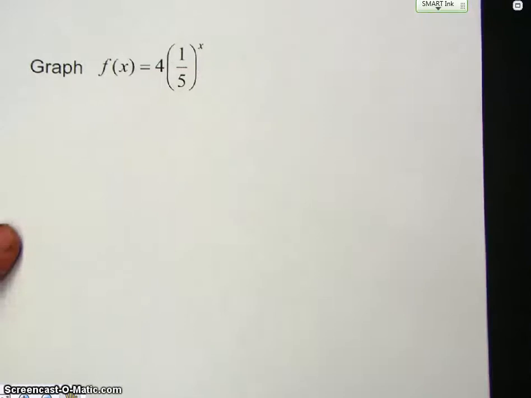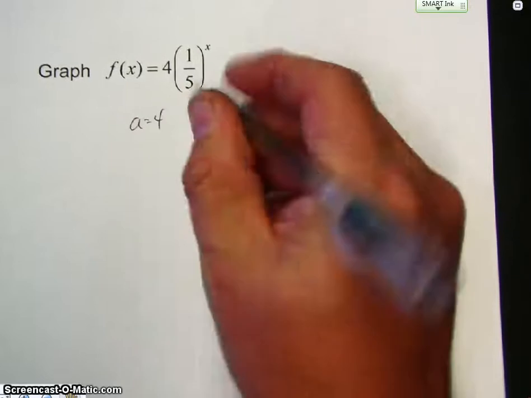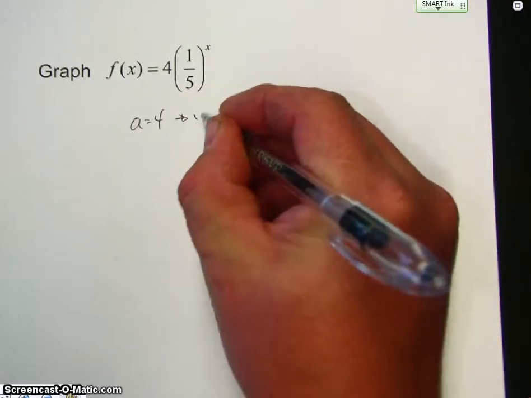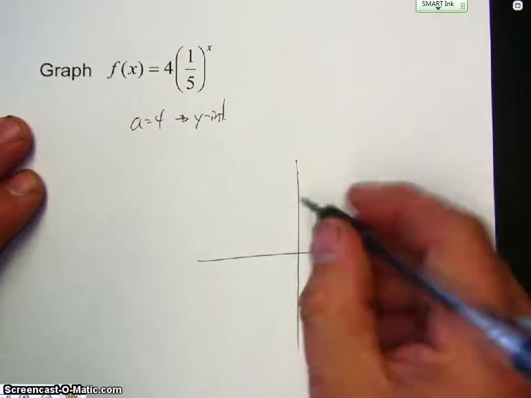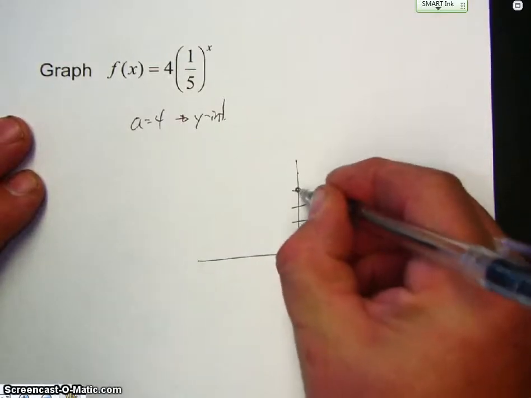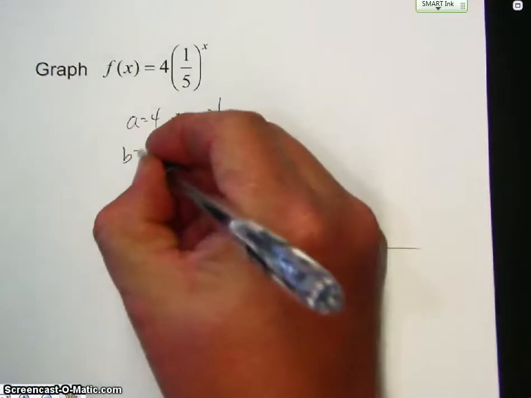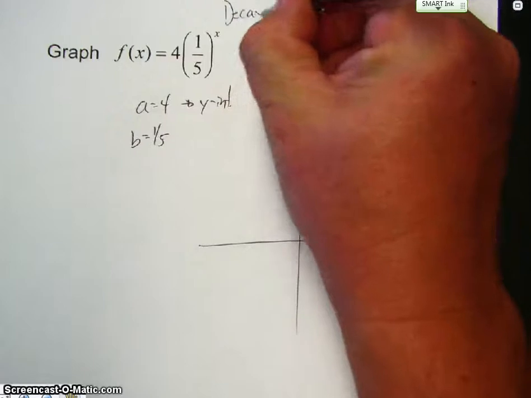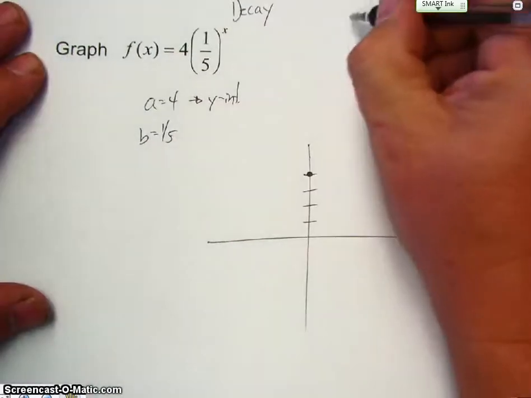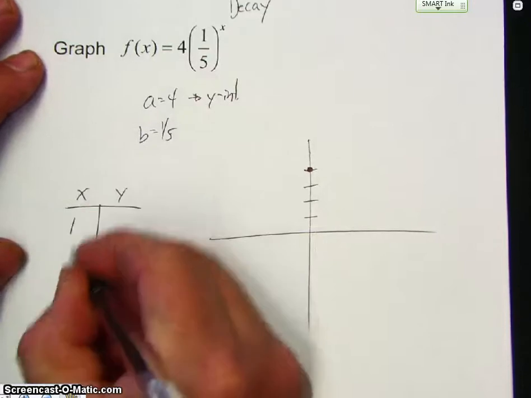All right, last but not least, what kind of graph do we have here? Is this growth or decay? Well, A is equal to 4, so that's my y-intercept. So go ahead and sketch that. We go 1, 2, 3, 4. Now look at B. B is 1/5. That's less than 1, so it's decay. Okay, so make my little t-table, with x as 1 and -1.